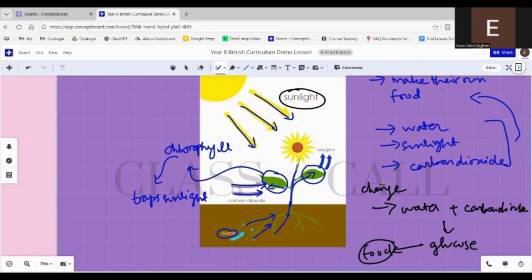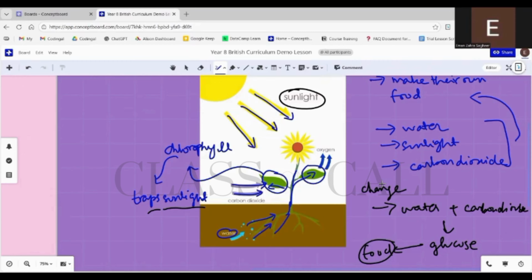They basically trap the sunlight, they get the water, they get the carbon dioxide. And inside the plants, the chlorophyll, a plant substance, traps the sunlight. Then the plant uses the sunlight to change water and carbon dioxide into glucose. And glucose is basically the food for the plant.